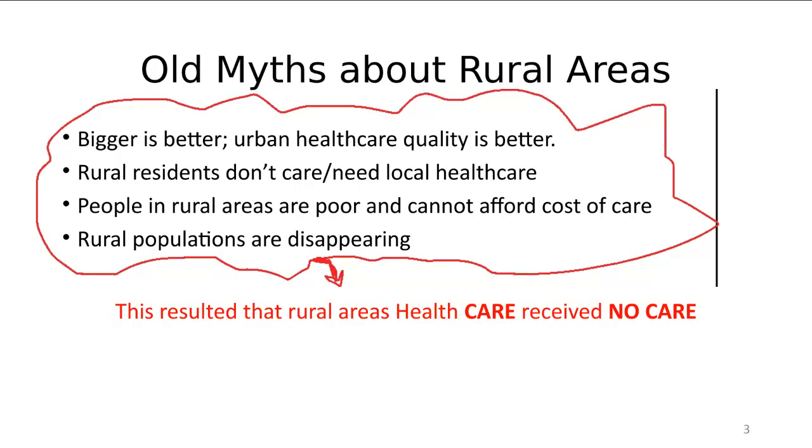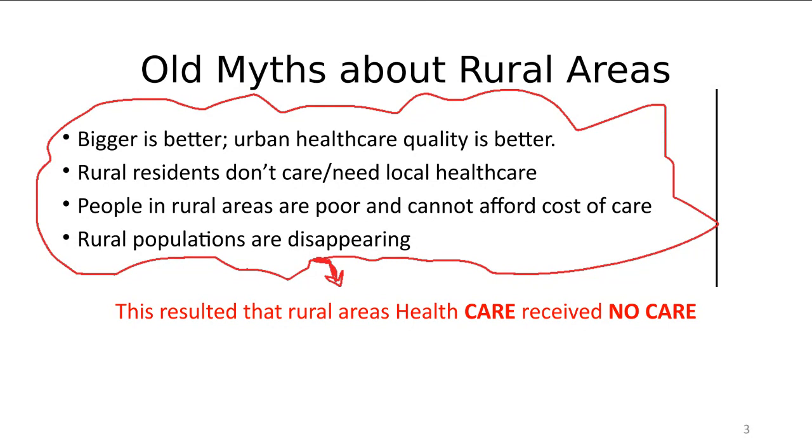So, okay, here we have some myths about rural areas. Myths are false beliefs that have for a long time been transferred from one generation to another. These are the wrong ideas that have for a long time been conveyed as an image of something. So it's a myth.